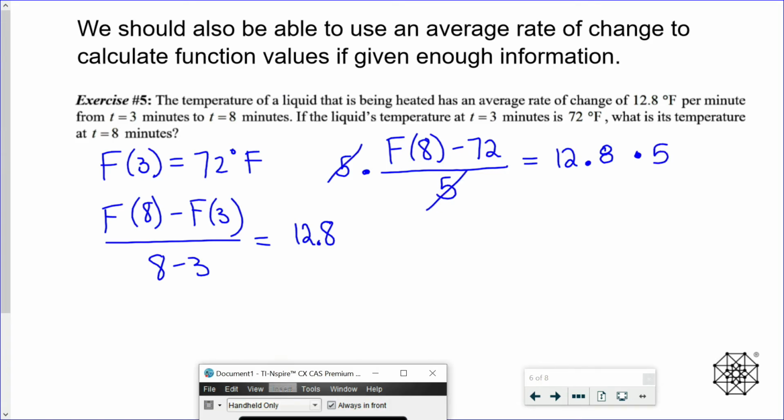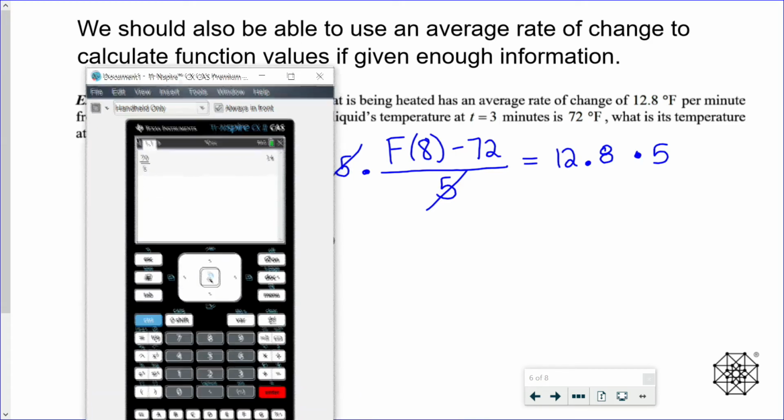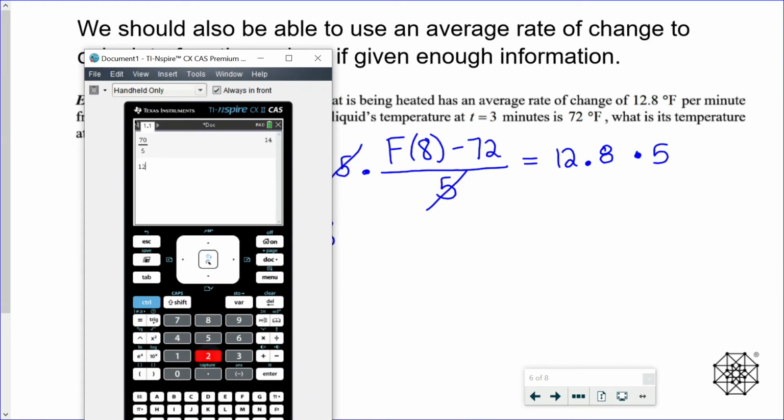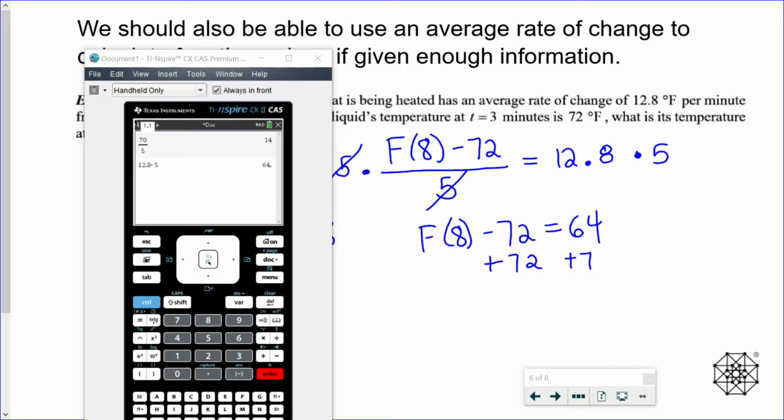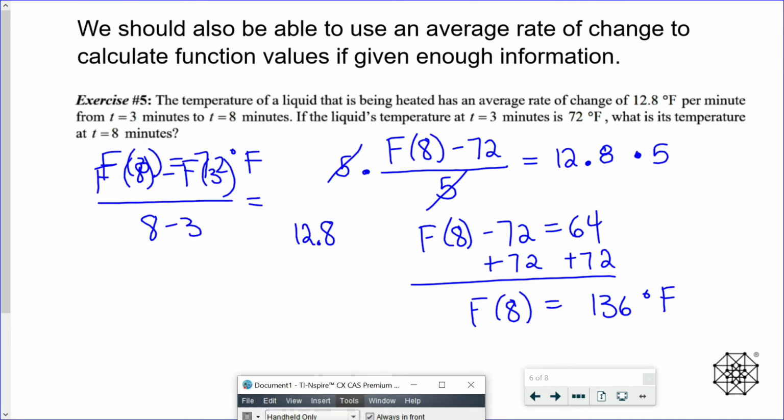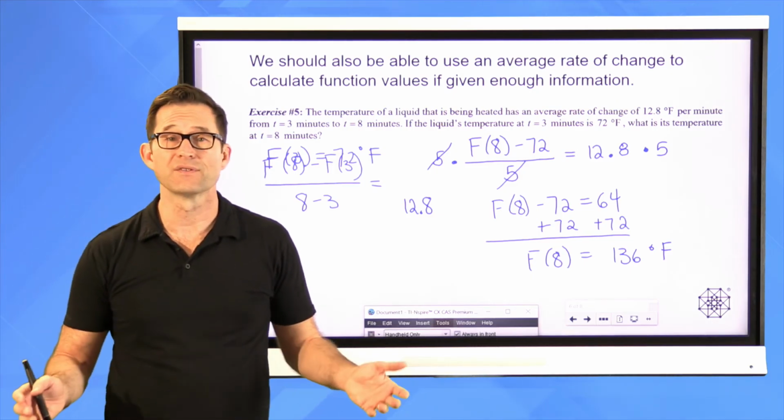This is where I think I need my calculators. I don't know what just happened there, but I've got 12.8 times 5, which is 64. So now I'll have f of 8 minus 72 is equal to 64. And now I'll add 72 to both sides, and I'll find that f of 8 is equal to 64 plus 72. Can't believe I just did that on a calculator. And I'll get 136 degrees Fahrenheit. So if you got 136 degrees Fahrenheit, you got this correct.